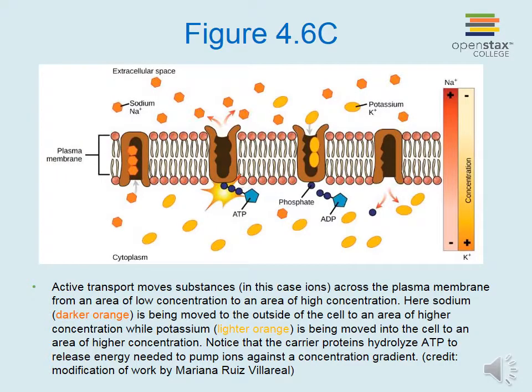Active transport moves substances, in this case ions, across the plasma membrane from an area of low to an area of high concentration. Here, sodium is being moved to the outside of the cell to an area of higher concentration, while potassium is being moved into the cell, also to an area of higher concentration. Notice that the carrier proteins hydrolyze ATP to release energy needed to pump these ions against a concentration gradient.